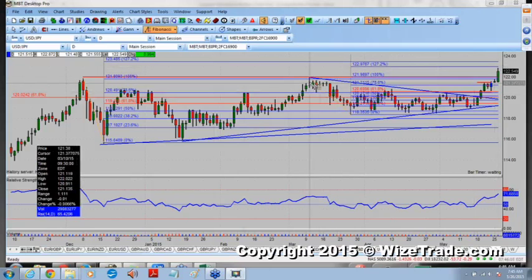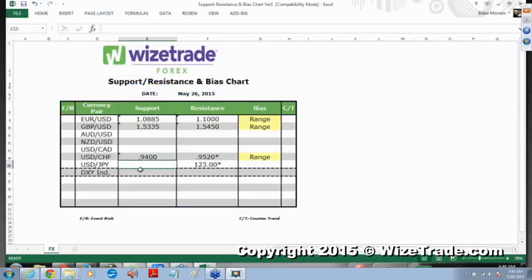So high is 122.02 right there. 121.83, so 122 is going to be support. We're reasserting our bullish trend, and we've been in a bearish trend for, God knows how long. 7 months, 8 months. I mean, we're reasserting that bullish trend now.